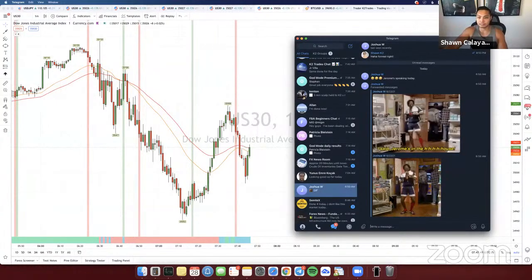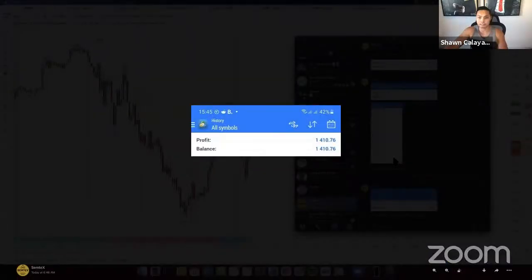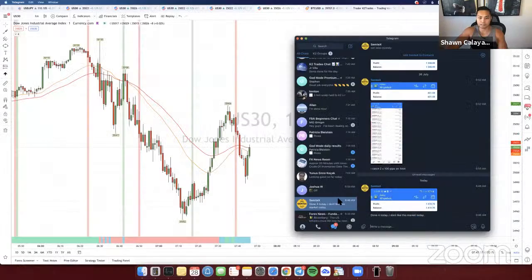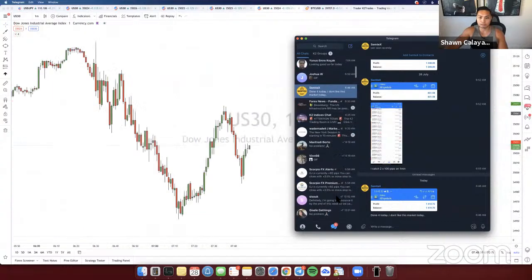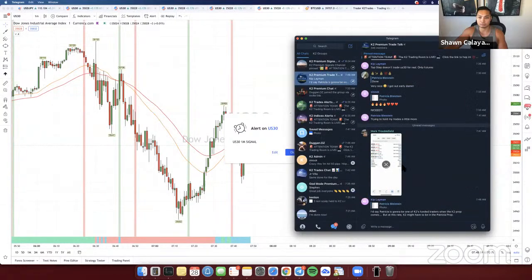Semtex over here too. Semtex said done for today. I don't like the market today. So he locked in about 1,410. So a lot of you guys actually locked in a lot of profit today. I didn't trade at all on any of my accounts, so I don't have any profits of my own, but it's good to see a lot of you guys lock in some pretty solid profits overall.